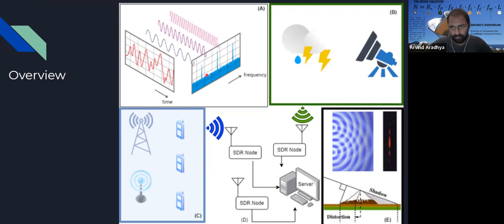And then again, you have radio telescopes, you have weather monitoring satellites, and then you also have natural sources of radio emissions. And I'll show you guys what lightning does in a second. And then you have your communication satellites, communication base stations.